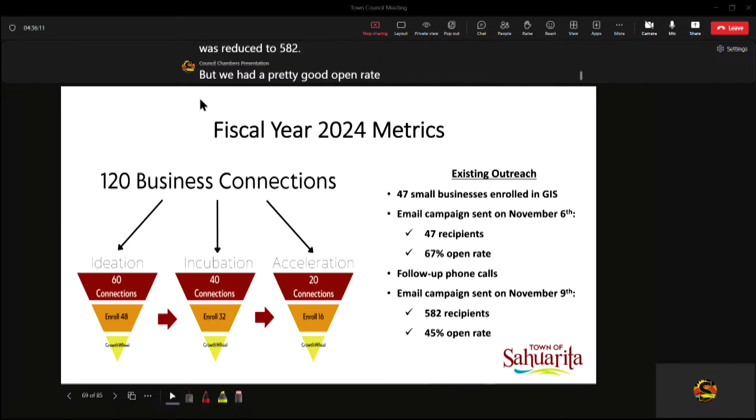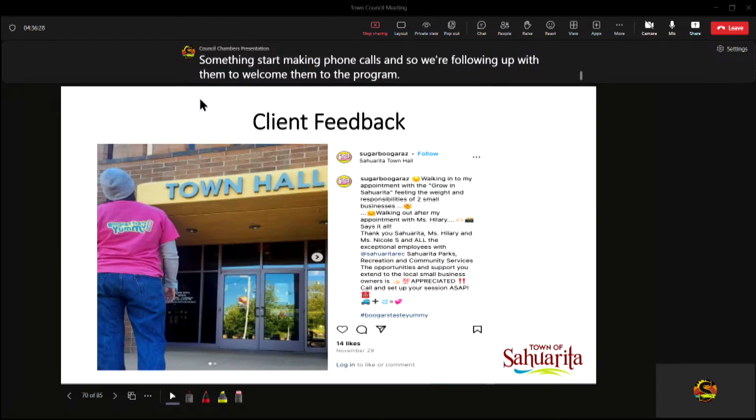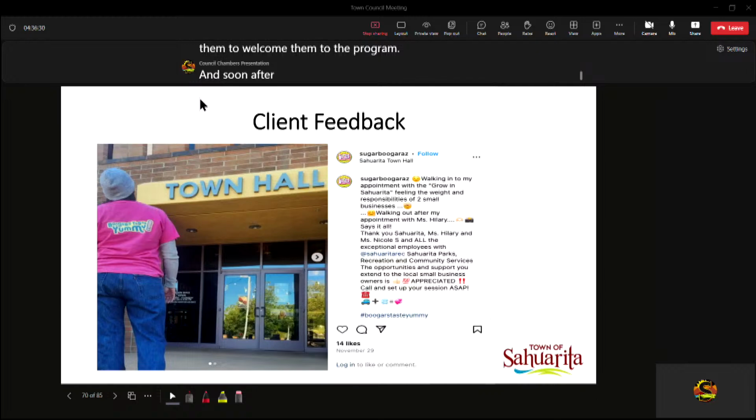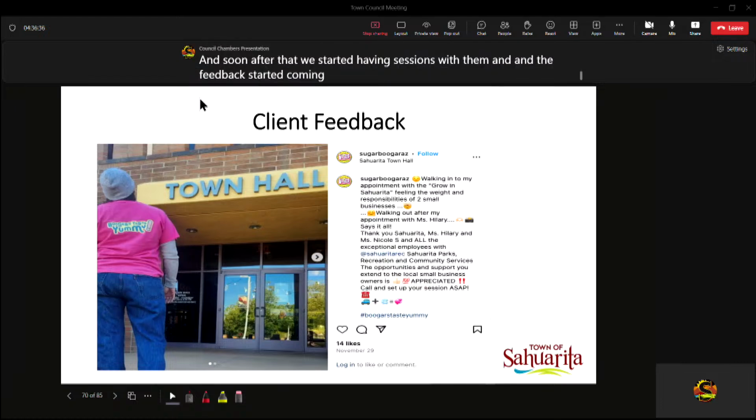And so what happened after this is that we started receiving inquiries about the program. Some people started replying, some people started making phone calls. And so we're following up with them to welcome them to the program. And soon after that, we started having sessions with them. And the feedback started coming in. So we've been receiving very good feedback.